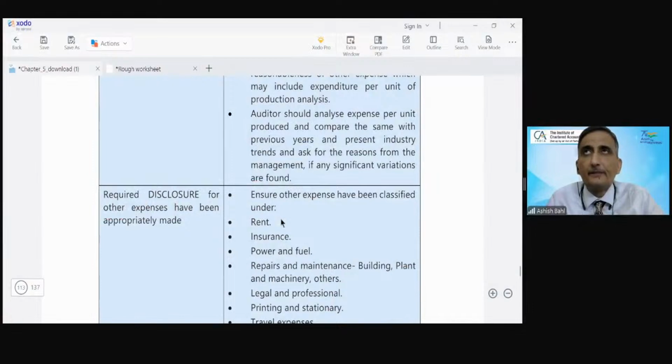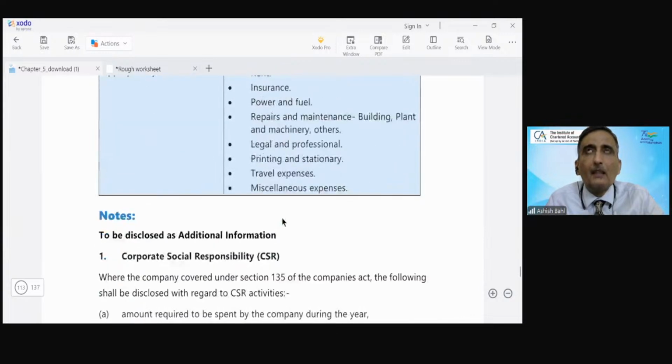Welcome back, students. As you already know, there are certain additional regulatory informations which are required to be given by company management in accordance with the requirements of Schedule 3 to the Companies Act. In continuation, there is certain additional information which is to be provided by the management in respect of CSR expenditure, corporate social responsibility expenditure.